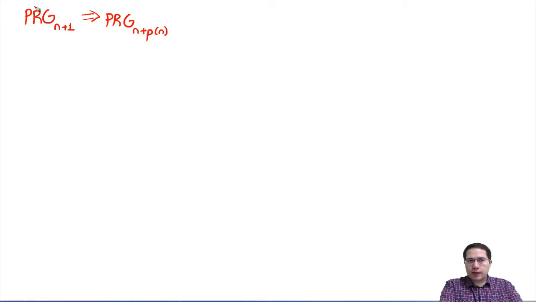Now from an n plus 1 bit output PRG, so a PRG that essentially gives us one more bit of pseudo-randomness, we will obtain polynomially many pseudo-random bits. The construction is extremely simple. Remember, the PRG needs to start with n bits of pure randomness.